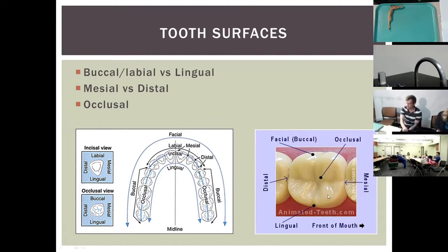And probably the most commonly used surface that I'll talk about is the occlusal surface, and that's the side of the teeth that you chew with. So as you're chewing food, the occlusal surface is the surface that is contacting that food. So that's the top part right here.